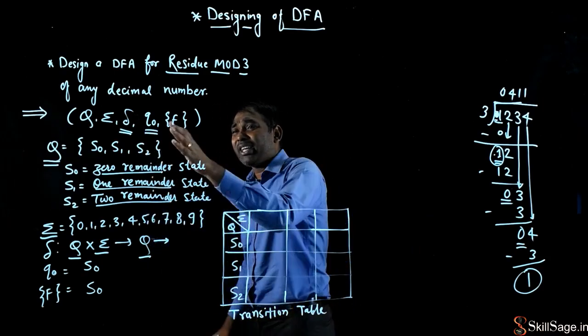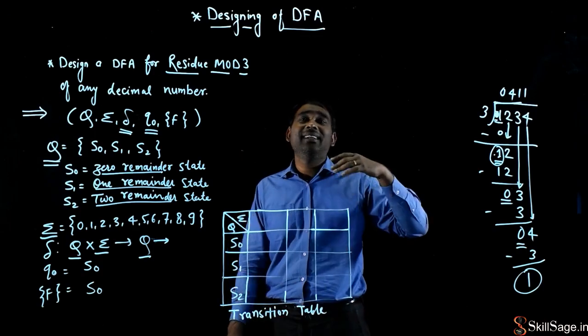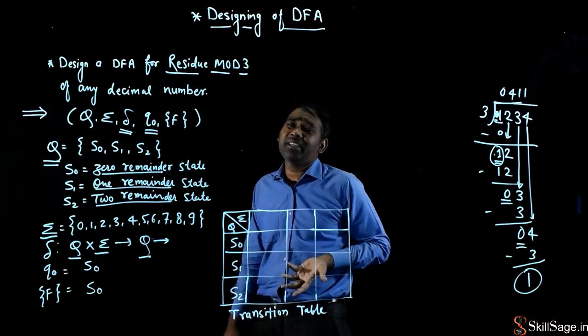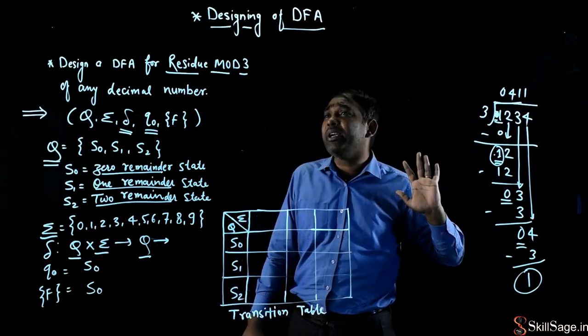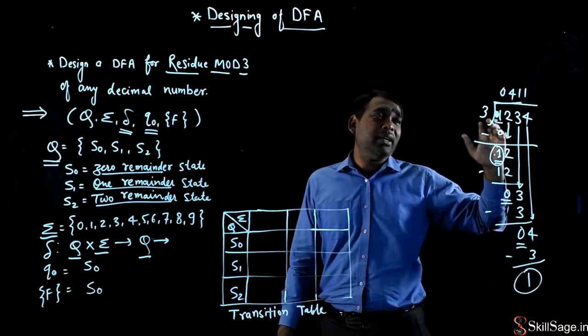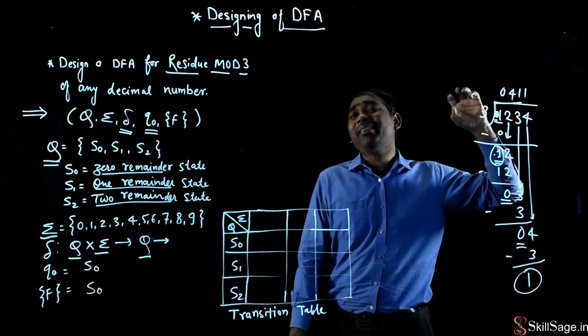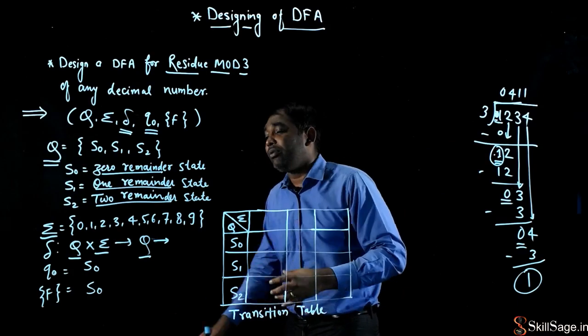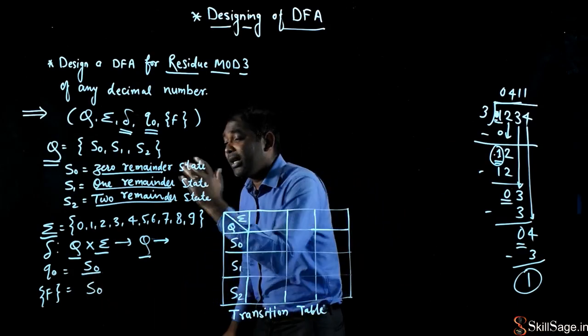The next tuple is my Q0. Q0 says that you start from the initial state. What will the initial state be? The initial state is the 0 remainder state. If I put a 0 here, it doesn't make any difference; my number will remain the same. So S0 will be my initial state.